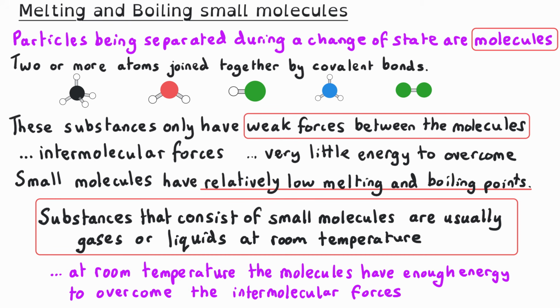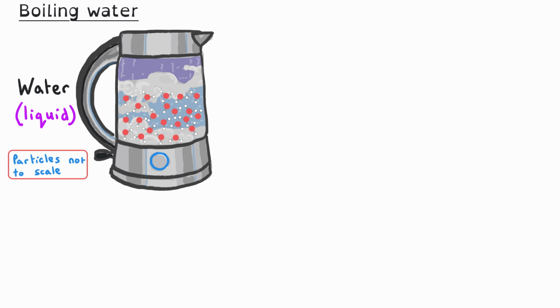I go into more detail about the different types of intermolecular forces and electronegativity that is one of the causes of these forces in a separate video. For now, for this video, I'm going to generalize and refer to them all as intermolecular forces. Boiling water is a really useful example that illustrates the connection between intermolecular forces and melting and boiling substances made of small molecules. When you fill a kettle, it is of course full of water in the liquid state.